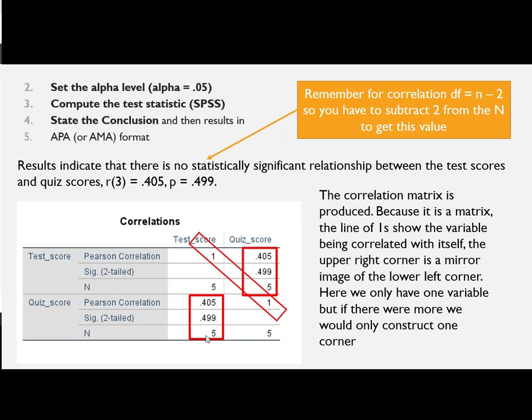Now, this is a weird correlation. It's a matrix, right? Because it's a matrix, the line of 1s on the diagonal shows that the variable is being correlated with itself. So test score correlated with test score is going to be a perfect correlation because it's correlating with itself. Similarly, quiz score with quiz score is going to be a perfect correlation. And these are the mirror image of each other. So because of that, and we're only doing 2 scores right now, all you're going to do is report it like this. But if you had done multiple correlation coefficients, you would want to present it in a table, and I'll show you that on the next page.